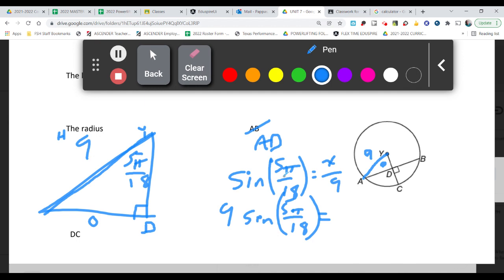If we wanted to take the 5 pi over 18 and convert it to degrees, then we can go to degree mode, but you know what? It's already in radians. The arc length formula is easier in radians. You know what I mean? Let's not make life harder on ourselves. Let's just do the darn thing in radian mode.